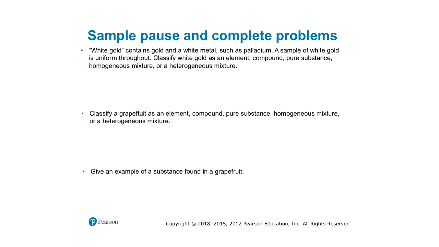Okay, I hope you gave these problems a look first. The first one says white gold contains gold in a white metal such as palladium. A sample of white gold is uniform throughout. Classify this as an element, compound, pure substance, or mixture, and if so, what kind of mixture?